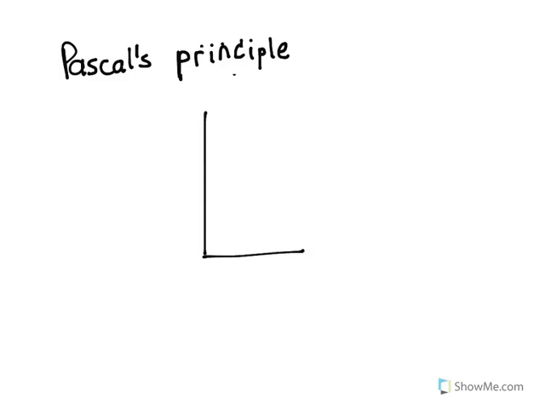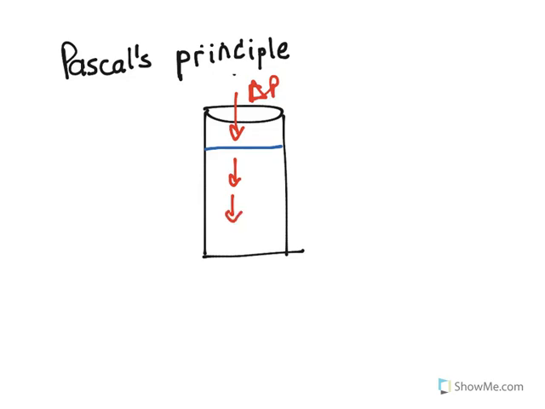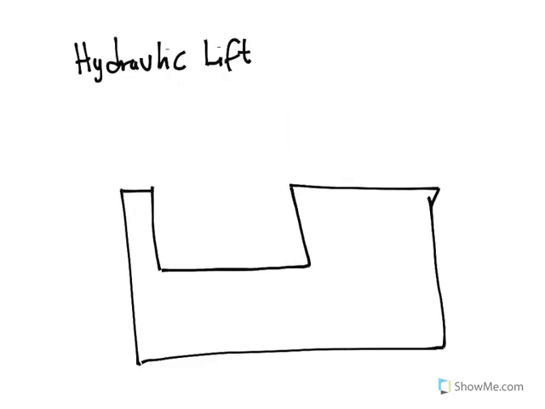For instance, if we have a column of liquid or fluid, it could be any fluid, right? And I exert a difference of pressure in this point, this difference in pressure will be transmitted to all of the fluid exactly at the same rate. This is very useful, for instance, when working with a hydraulic lift.